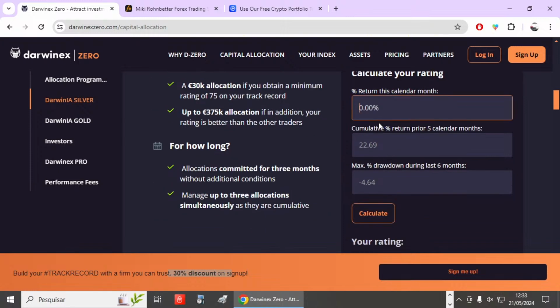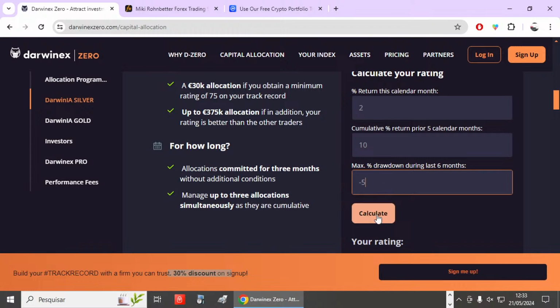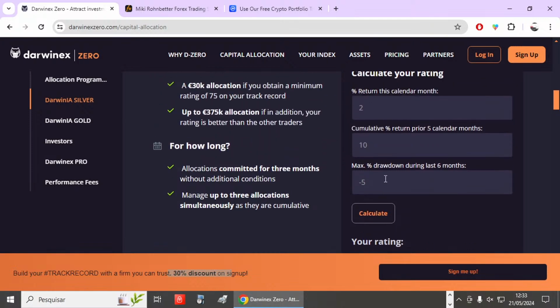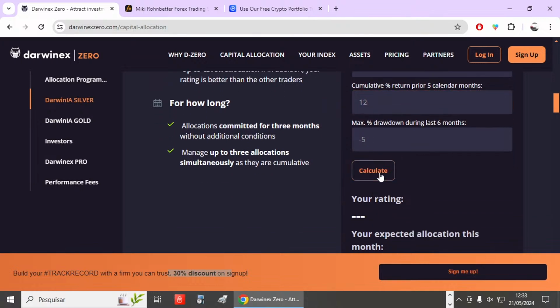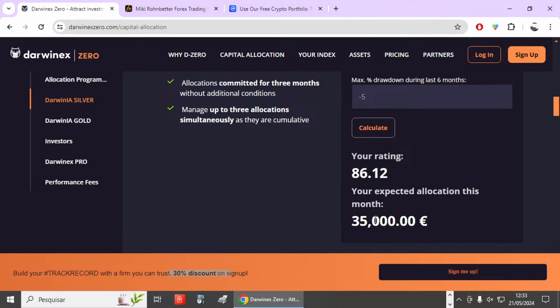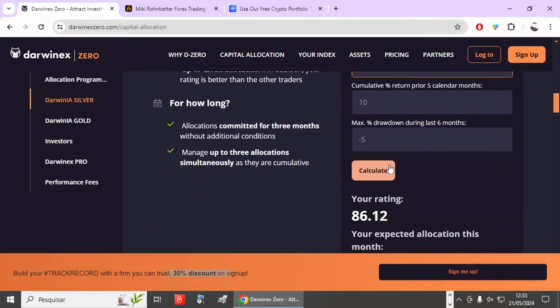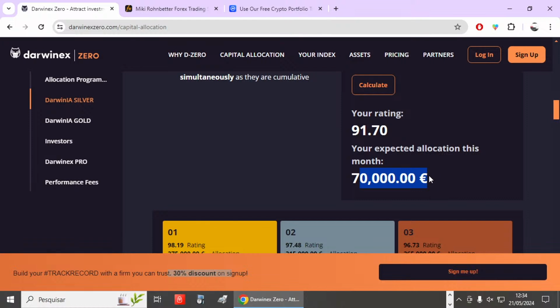If I make 2% this month, if I made not 22, I'm not that good. You can play around with this simplified Excel. Let's say that I make 10%, right? I'm in the Forex course 101, I make 10% in the last 5 calendar months, and my drawdown was 5. Just an example. Calculate. Whoa, 83, 30,000. What if I made 12%? Calculate. 86, 35,000. What if I made 10% in 5 months and I made 5% last month? Whoa, 70,000 euros. See how this works, everybody?